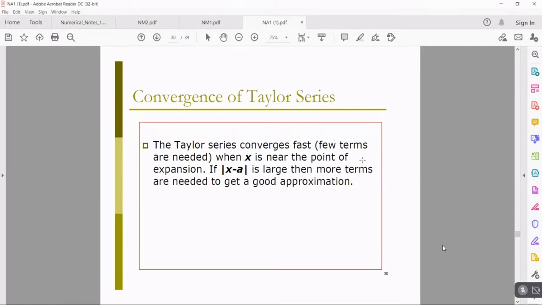The Taylor series converges fast when x is near the point of expansion. So if x minus a is large, then more terms are needed to get a good approximation. If this difference is large, then you require a larger number of terms in the infinite Taylor series expansion of the function.